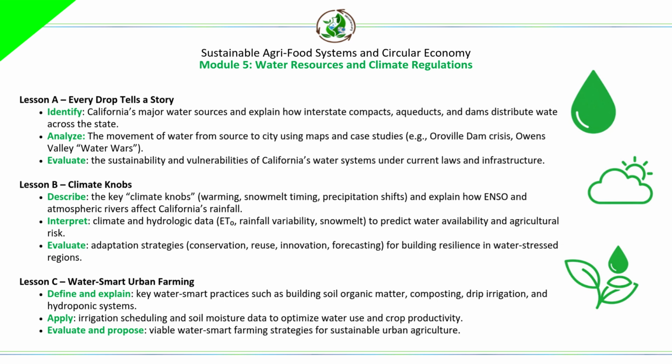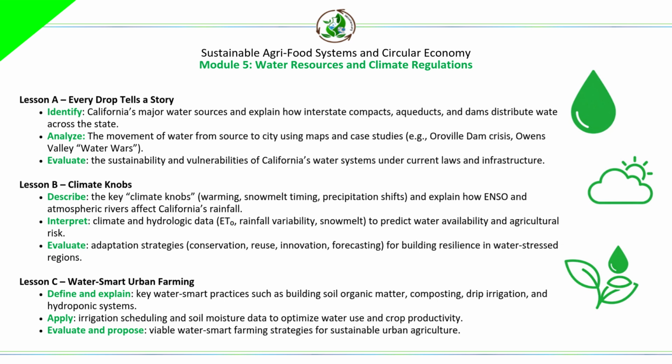Next, we'll look at how interstate compacts, aqueducts, and dams distribute water across the state. For example, the Colorado River Aqueduct and the State Water Project move water hundreds of miles to reach urban areas. We'll apply this knowledge by looking at maps and tracing water from its source to the city. Then, we'll analyze infrastructure challenges. For instance, the Oroville Dam crisis showed how vulnerable our water systems can be. Finally, we'll evaluate the long-term sustainability of California's water supply. What happens if we don't adapt to growing demand and climate change?